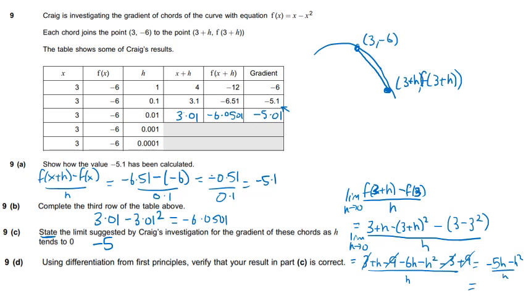I'm running out of space here. Minus 5 minus h. And so when we take the limit, let's write that over here. So the limit as h goes to 0 of minus 5 minus h is just minus 5, which is what we stated in part C.